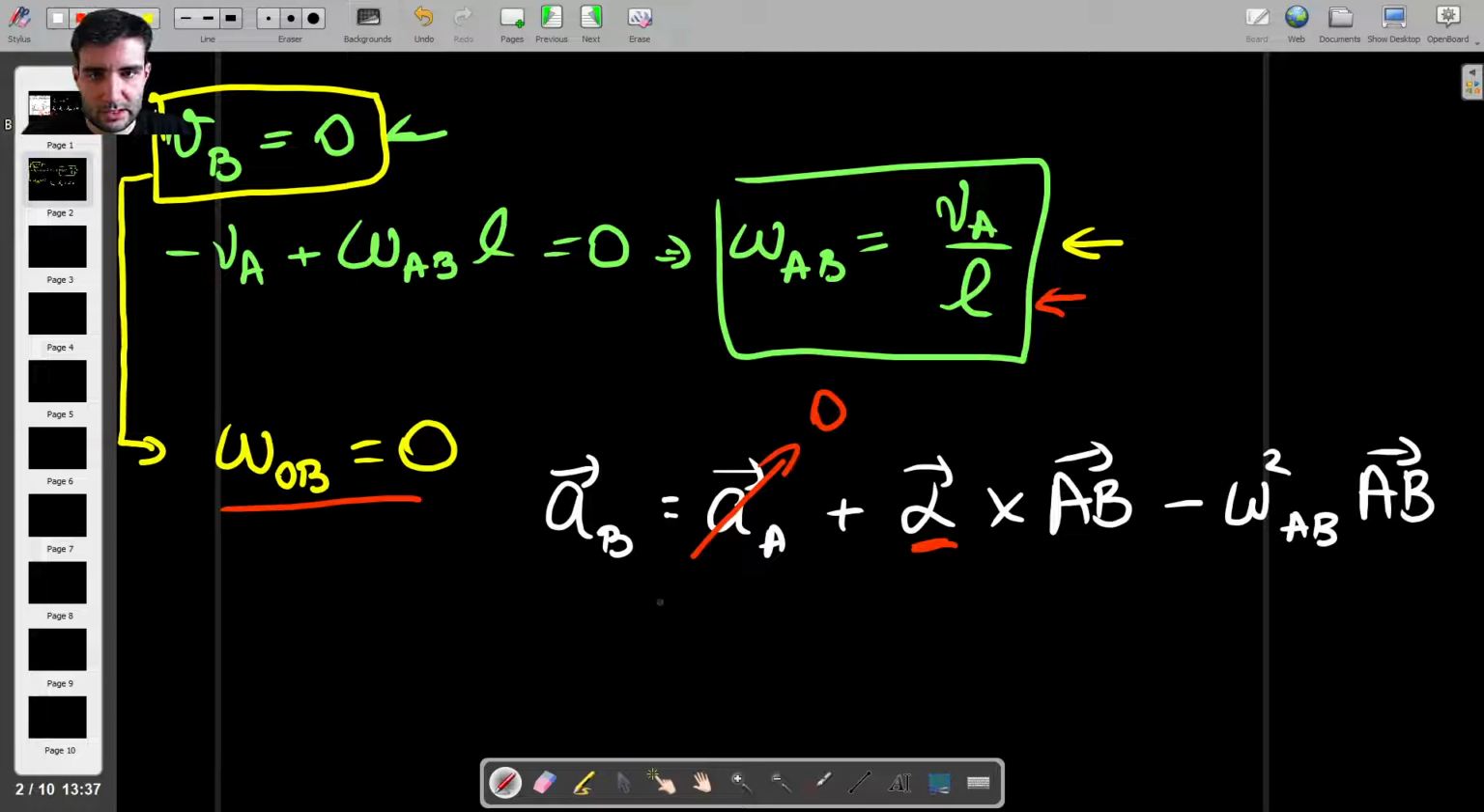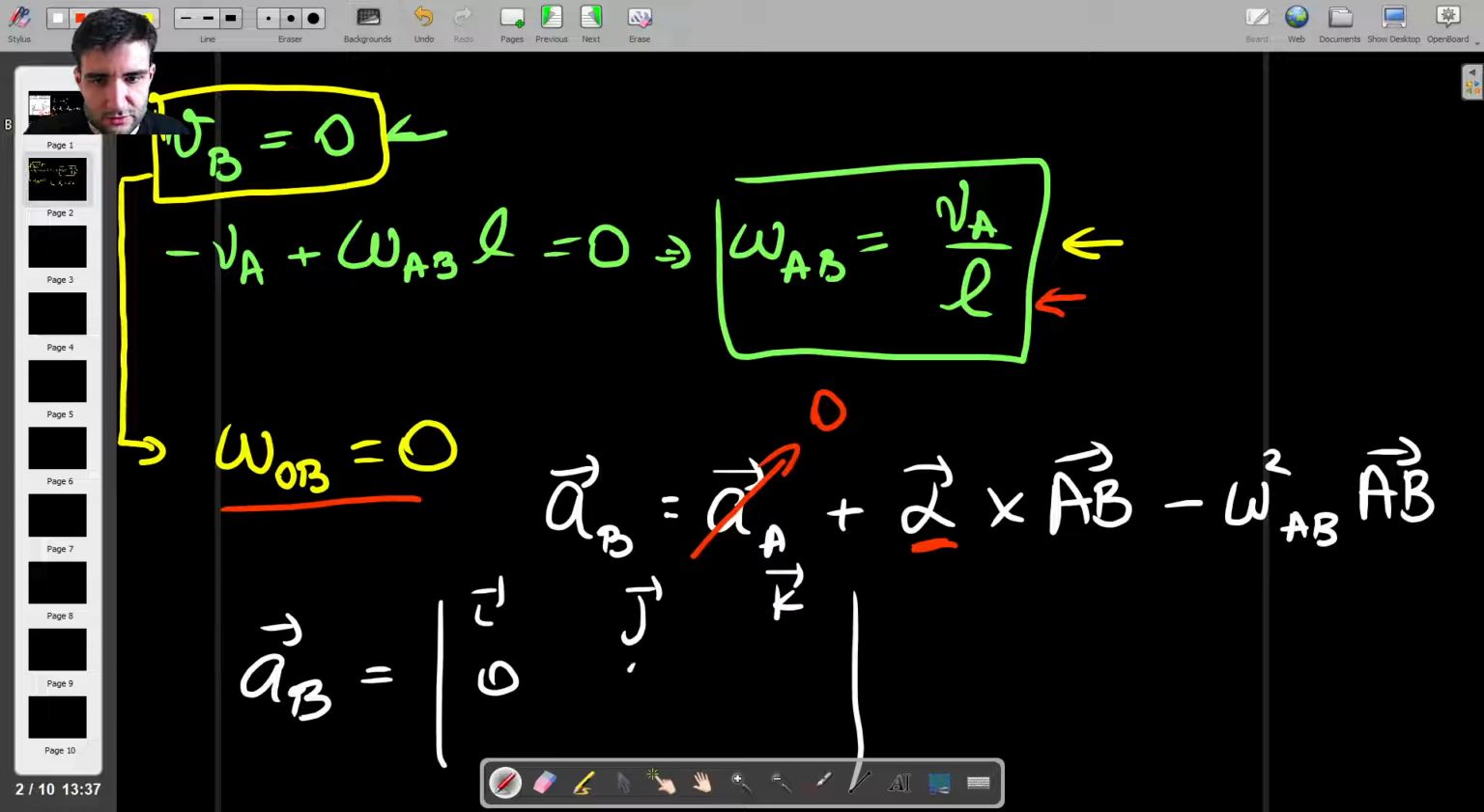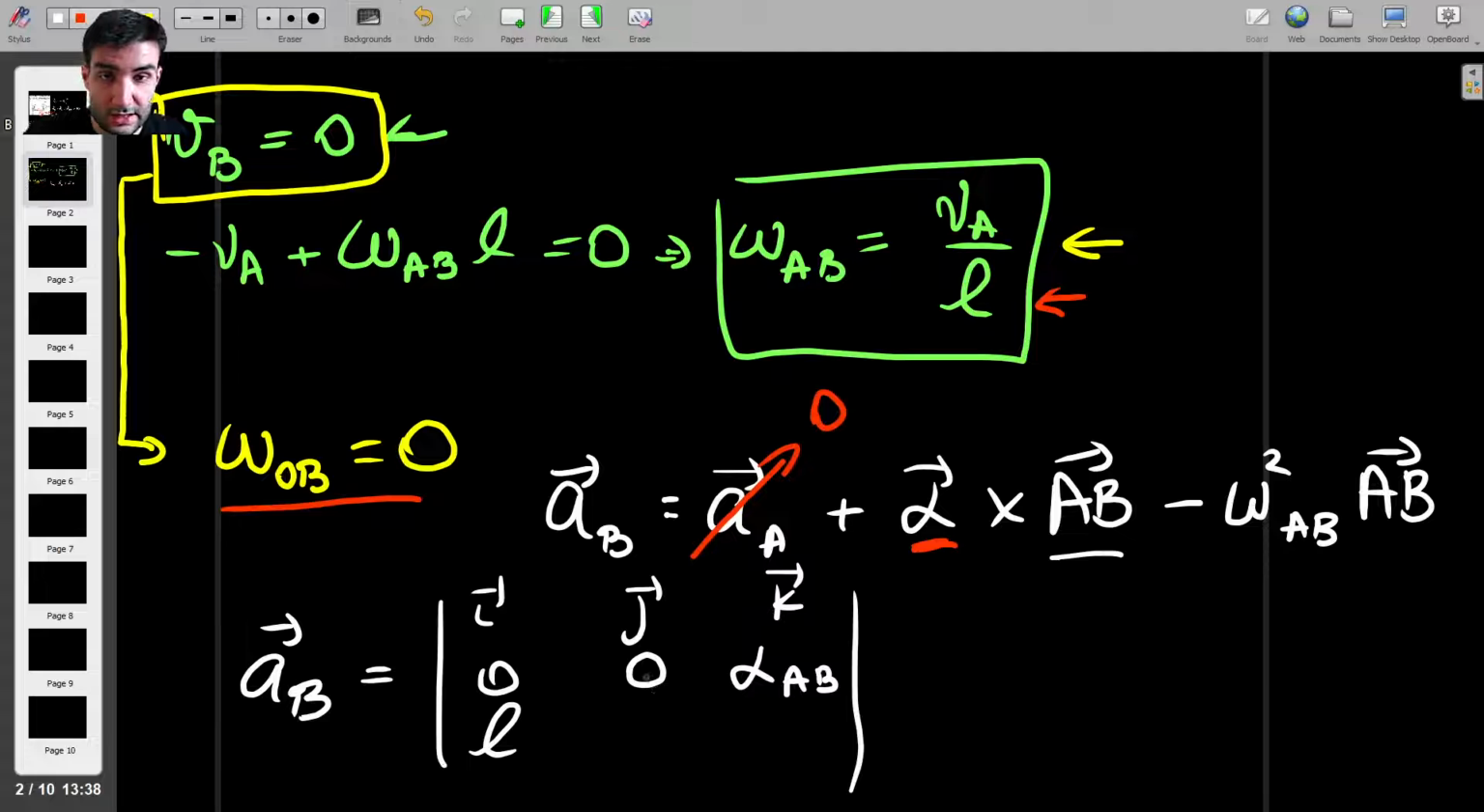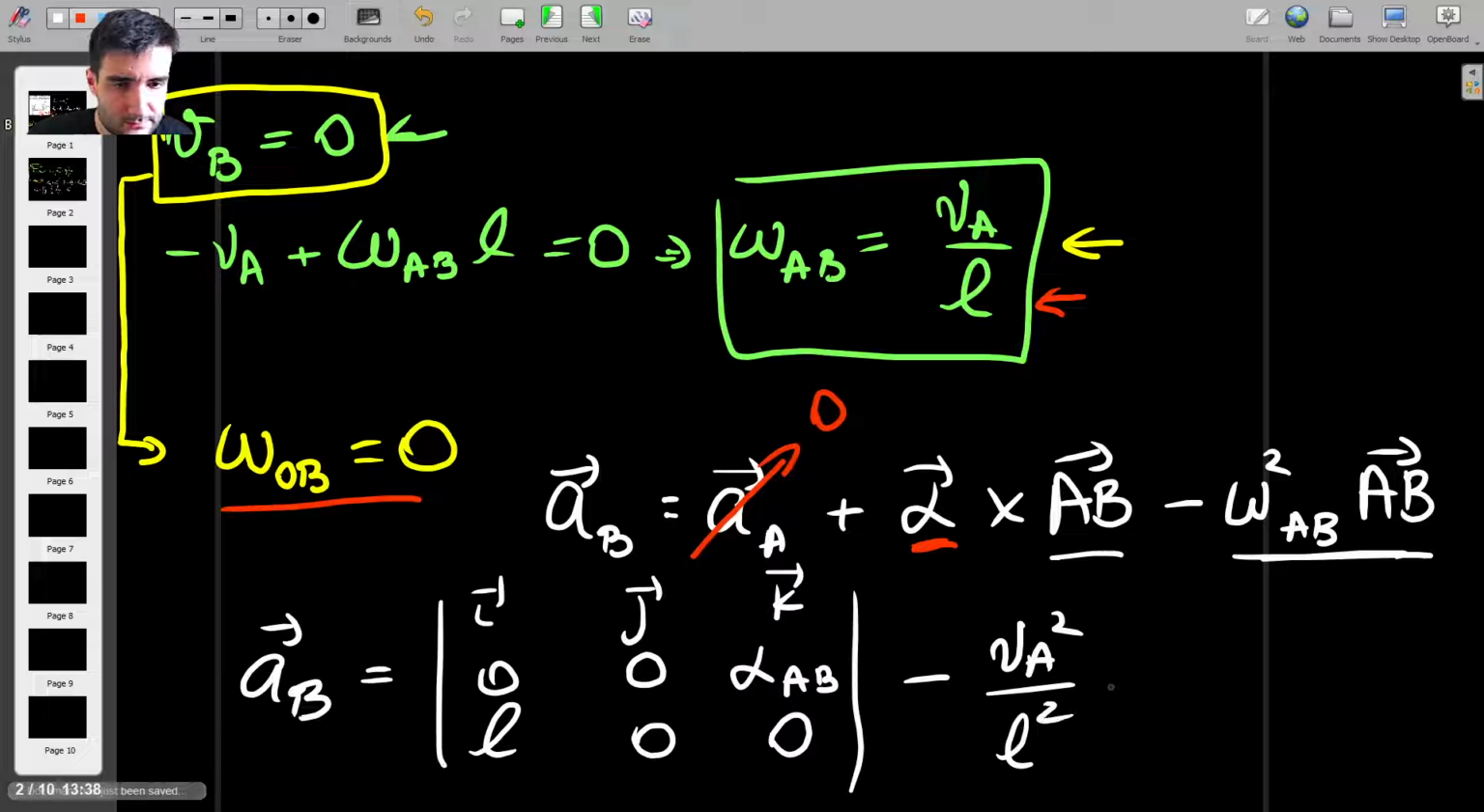So here's what we can then write. We can write that the acceleration of B is equal to the determinant. So this is i j k, and that is 0, 0, and this is alpha AB. That's strictly the angular acceleration of the AB link, and this is just L because it only has an x component, minus, and this here is what we just found. So omega squared AB is VA squared over L squared times AB, and AB is L times i.